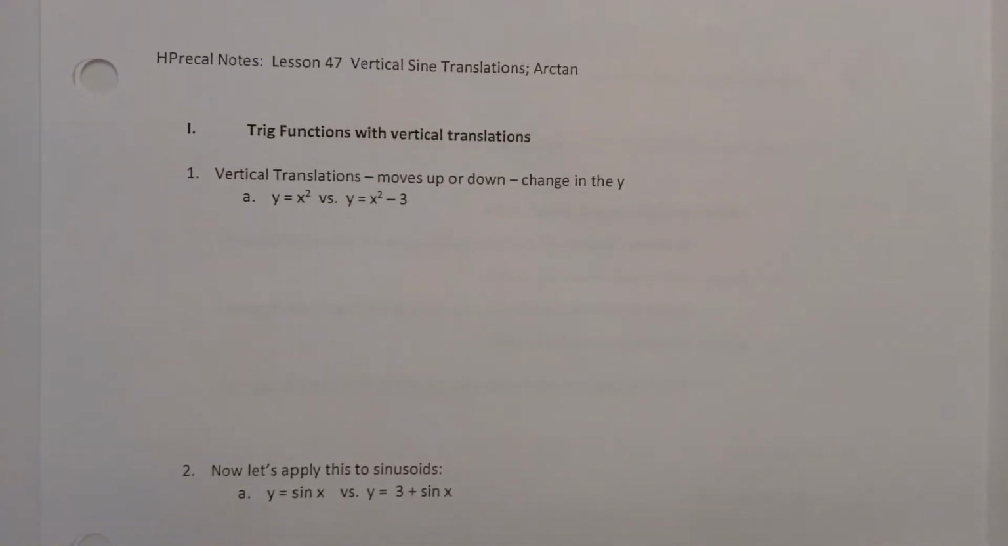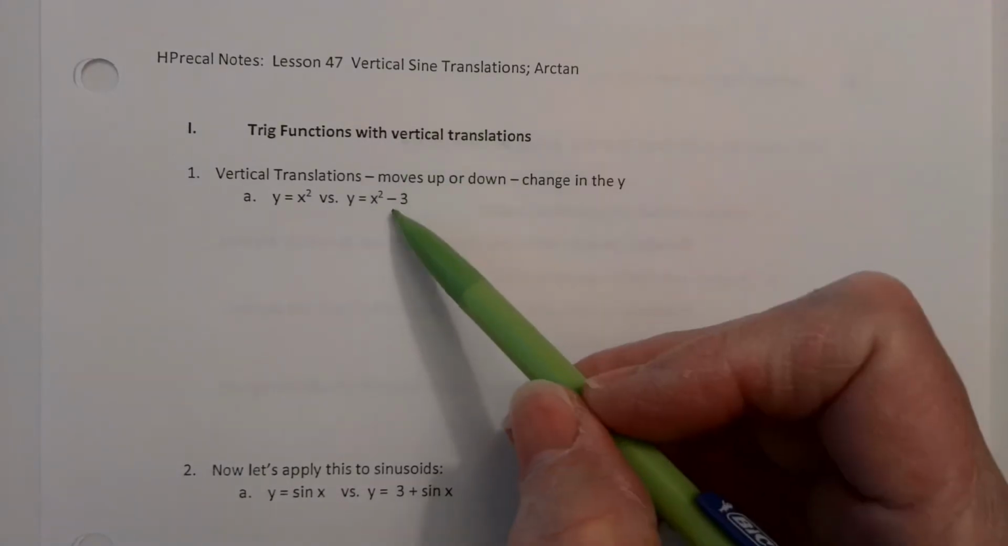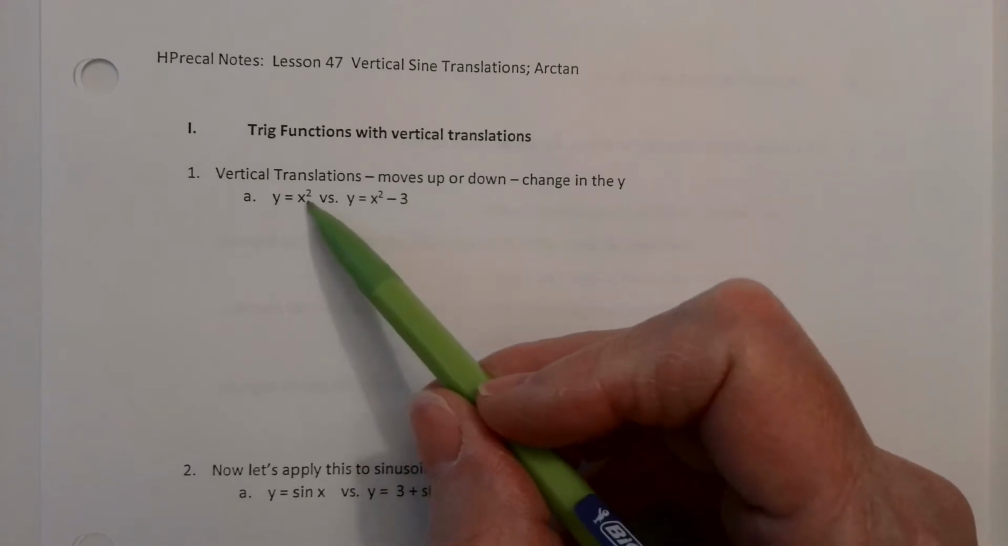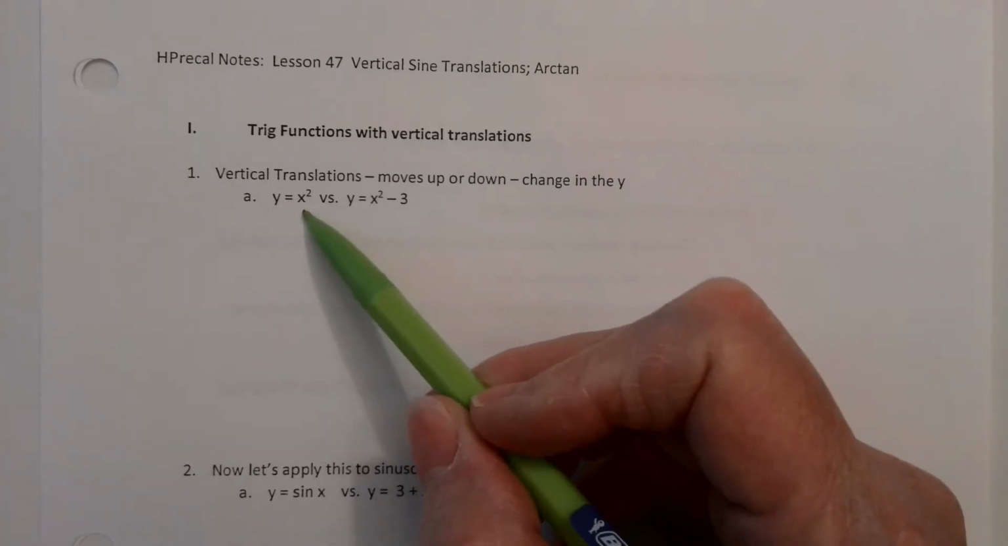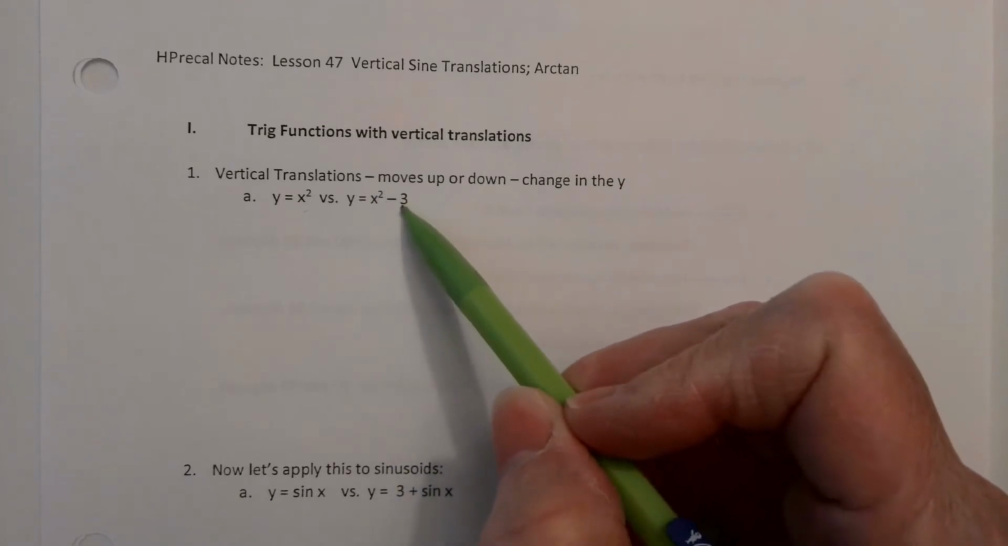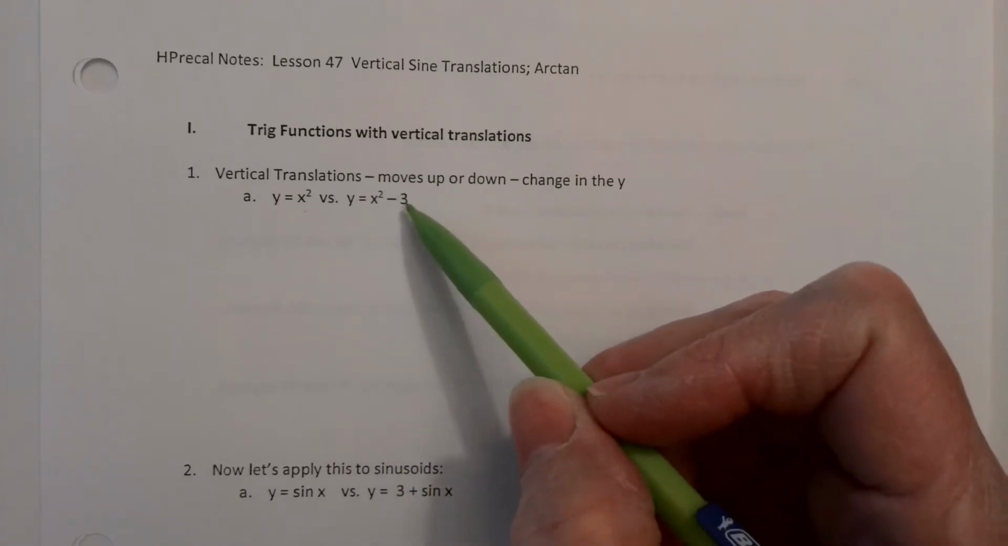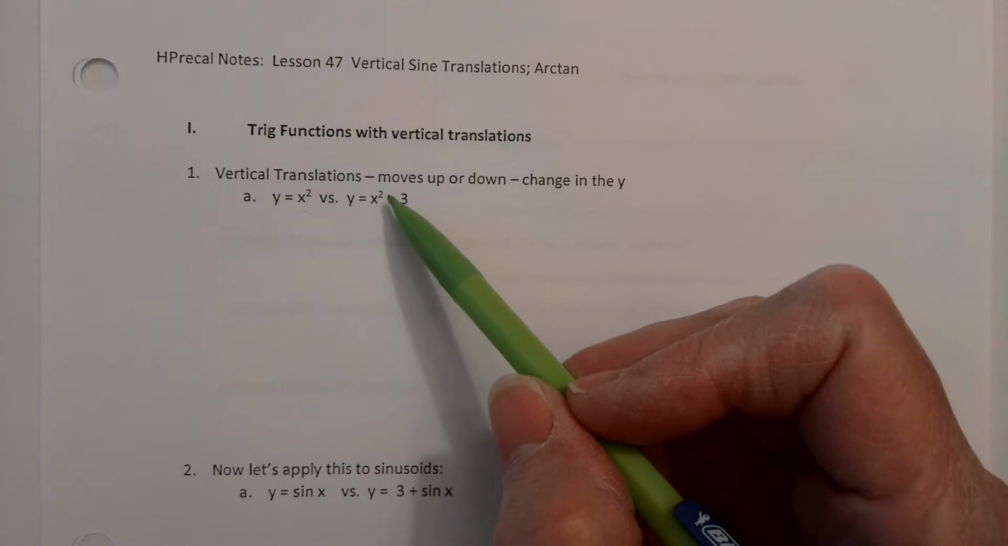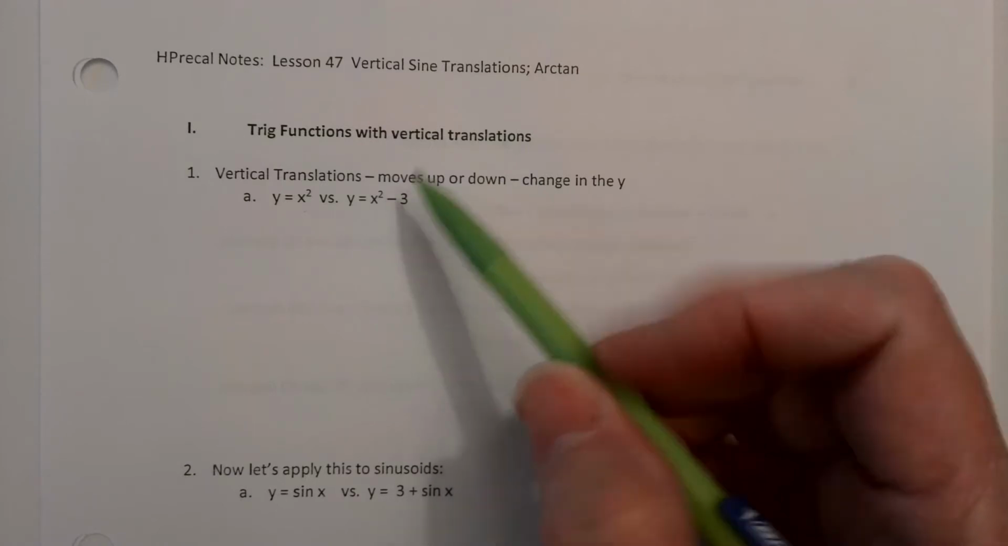Okay, lesson 47. We're going to talk about doing some vertical translations with these trig functions. So what we're going to do is look at this equation. You see how it looks just like this one. This is the parent function, and it's just this minus 3. So that's called a vertical translation. That's literally just going to go down 3.